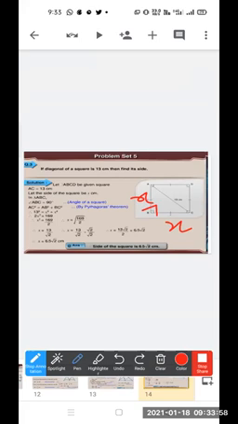Now see here, quadrilateral ABCD is the square, given. Diagonal AC is given as 13 centimeter. So we will consider the sides of the square to be x centimeter.